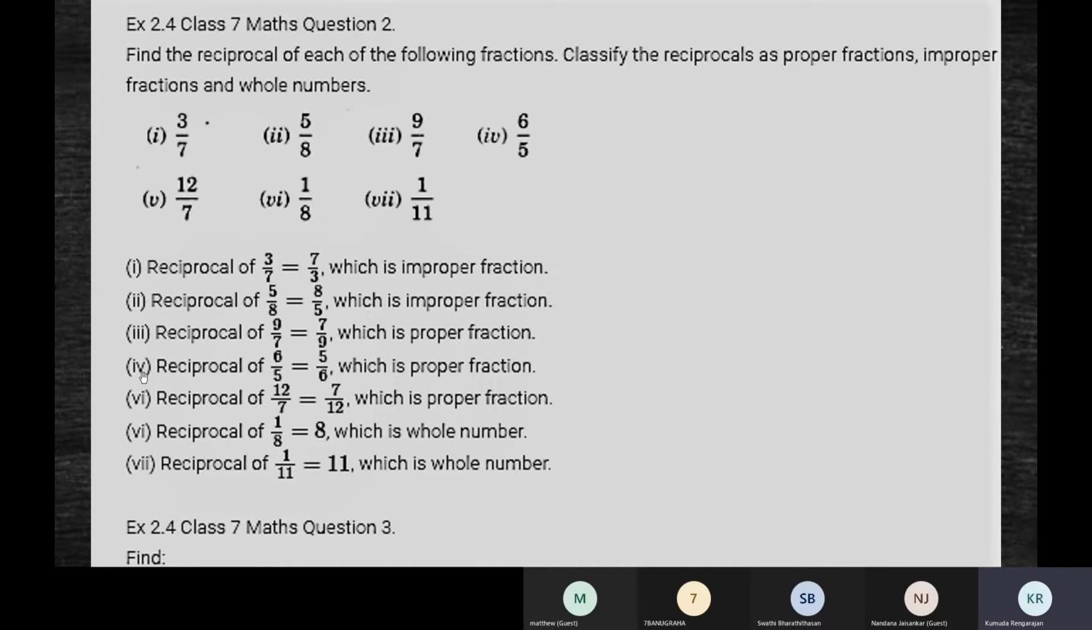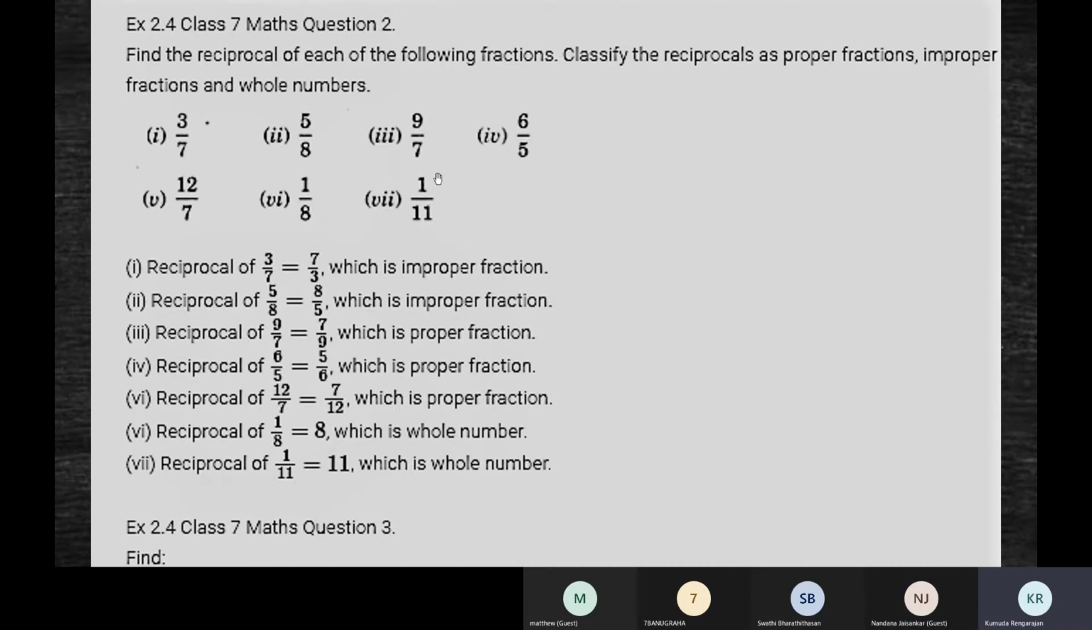Look at the fourth one here, children, 6 by 5. The reciprocal of 6 by 5 is 5 by 6. Now what kind of a fraction is 5 by 6? Ma'am, proper fraction. Yes, 5 by 6 is a proper fraction.